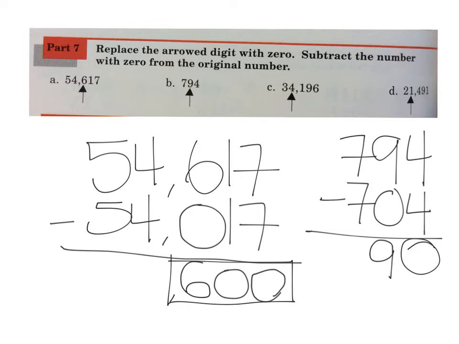So go ahead and finish to do C and D. Remember, put the original number on top, and then your new number is going to go on the bottom where your arrow digit is changed to 0. So give those a try. Ask for help if you need it. Pause the video and then come back for the next section.